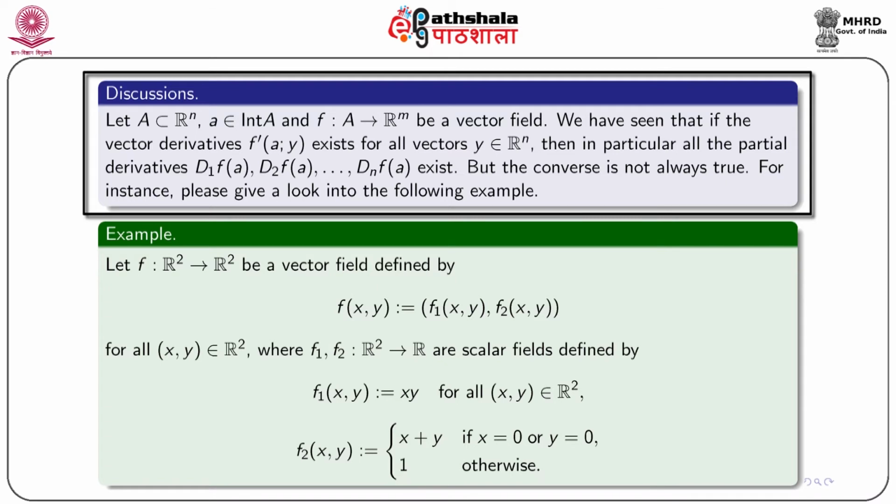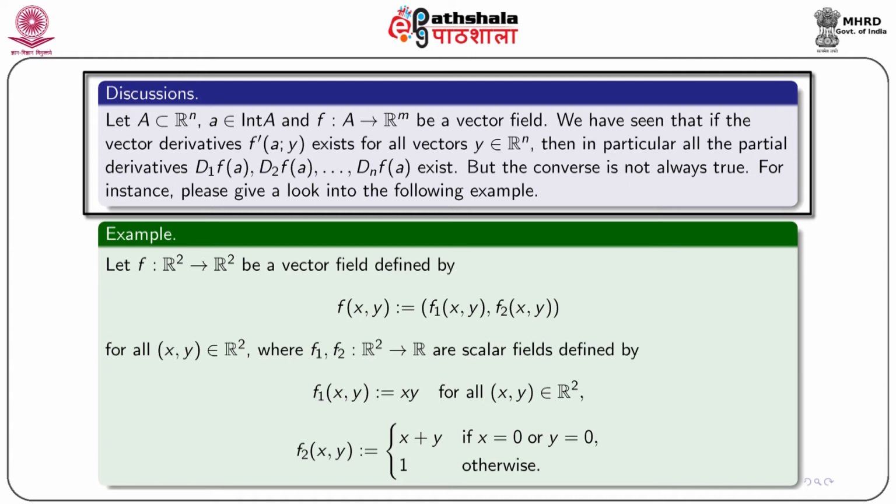One remark here. Let A be a subset of Rn, a is an interior point of the set A, and f is a vector field defined on the set A whose codomain is Rm. We have seen that if the vector derivatives f'(a; y) exist for every vector y in Rn, then in particular, replacing y by the unit coordinate vectors, we conclude that all the partial derivatives Dif(a) exist, where i runs from 1 to n, but the converse is not always true.